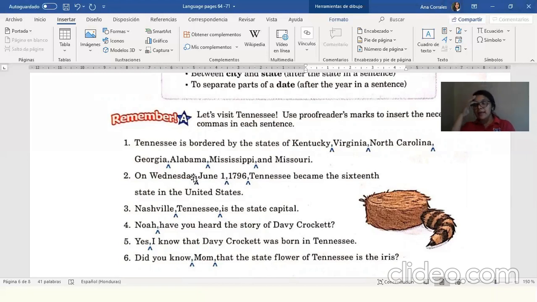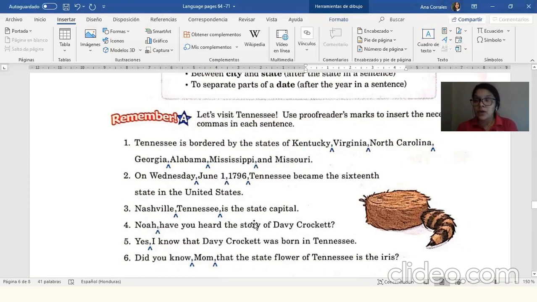Tenemos un grupo de palabras que estamos enlistando, so you're going to use a comma for each one. On Wednesday, June 1st, 1796, Tennessee became the 16th state in the United States. Three commas, because that is a date, una fecha. Nashville, Tennessee, is the state capital.